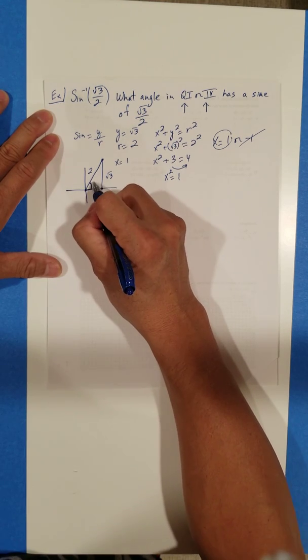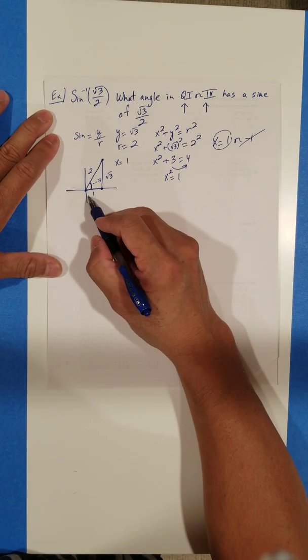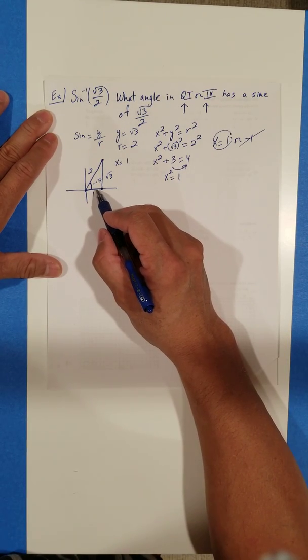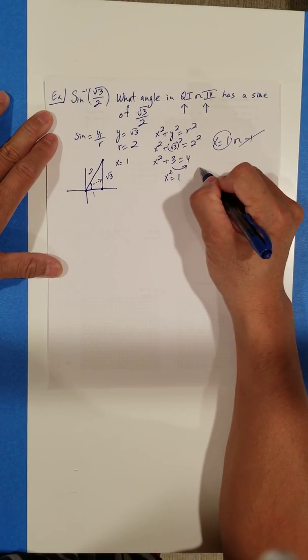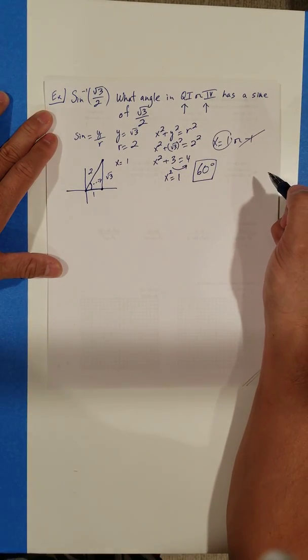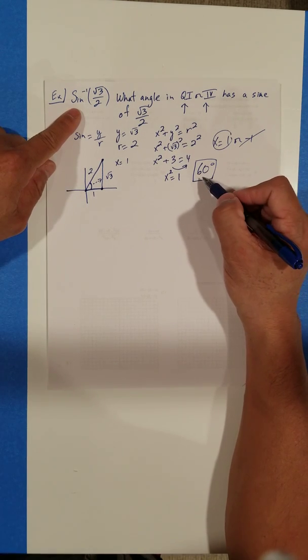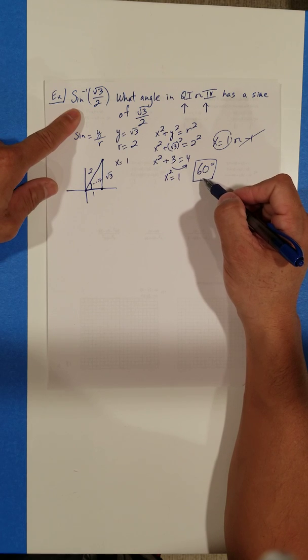Okay, so now what angle is this over here? What angle is always across from radical 3? Remember your 30, 60, 90 triangle? Across from radical 3 is always 60 degrees. So that's going to be your answer. Okay, so the principal value of sine inverse of radical 3 over 2 is going to be 60 degrees only.